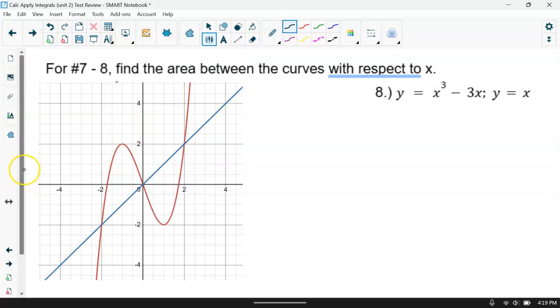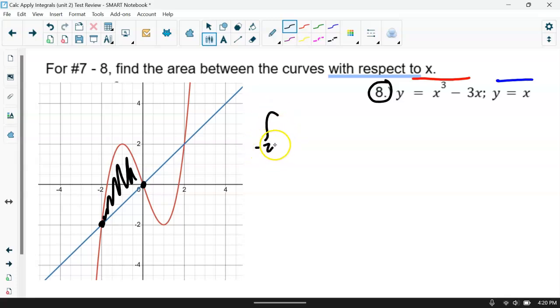So now with our area between the curves. So with respect to x, I'm going to do number 8 because when you graph, so here the y is equal to x cubed minus 3x is what's in red, and then y is equal to x is our graph in blue. Notice how our red switches position. So that means we're having to find the area here from -2 to 0, but we're also finding the area here from 0 to 2.